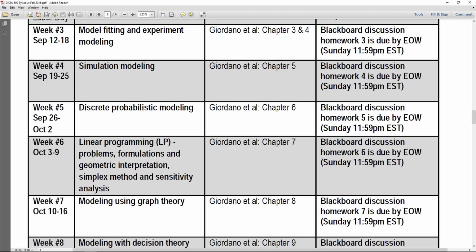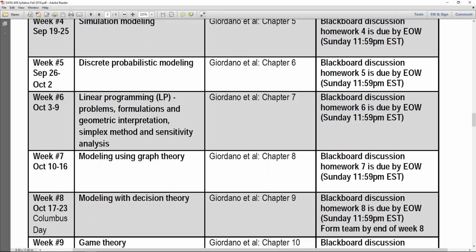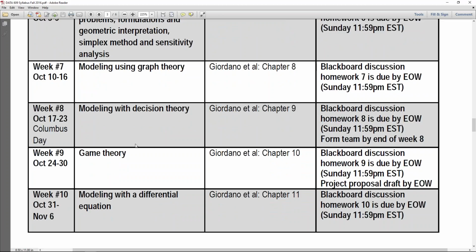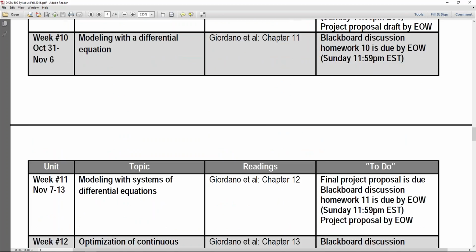And then week 4, we're going to discuss simulation modeling, and week 5 would be discrete probabilistic modeling, in which case you would understand a little bit more on how to get an expected value, etc., from probabilistic events. And then week 6 is LP, linear programming, part of the basic understanding of optimization. And in week 7, you understand graph theory a little bit, and how graph theory is connected to linear programming. In week 8, you're going to study decision theory, followed by game theory in week 9.